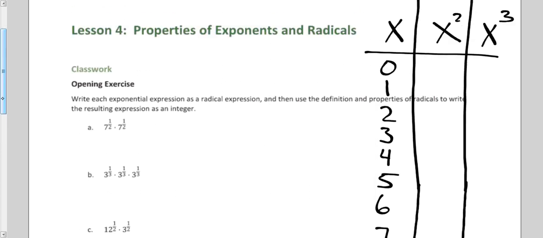Okay? So we're going to start with this. This is going to be a little support, so that we don't have to try and remember what 7 cubed is off the top of our head. We're just going to build a table right now that we can refer to throughout the lesson. Is that fair enough?